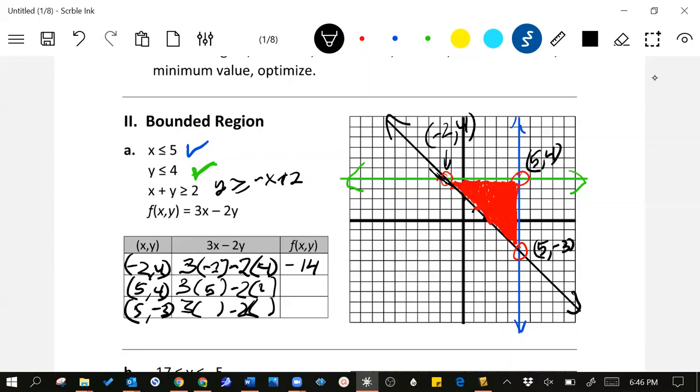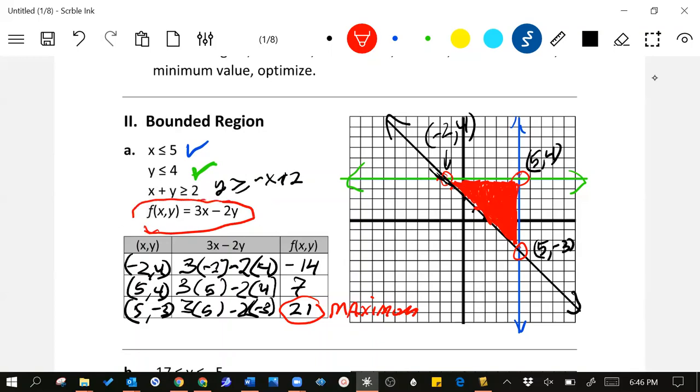In this case, we'll put 5 and 4. This one, 5 and negative 3. So that's 15 minus 8 is 7. This is 15 plus 6, which is 21. What that tells us then, here is the maximum value, because it's the largest of the numbers, as the result of the function equation that we're given. Sooner or later, I'm going to get a red circle around this. And this one, then, because it's the smallest of the results, is the minimum value.